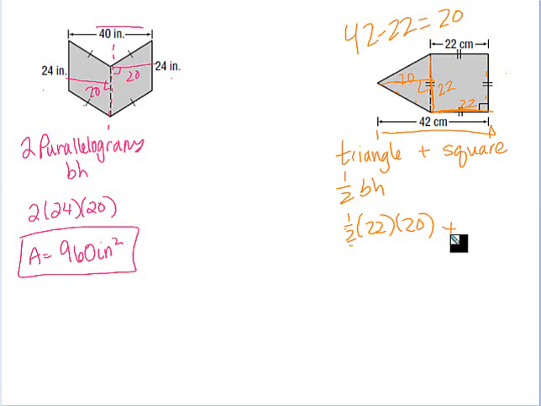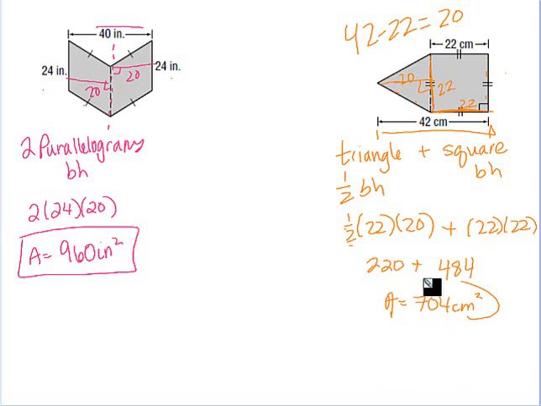Then we would want to add on our area of our square, which is just base times height. So in this case, 22 times 22. So half of 22 times 20 would be 220. And then we want to add on 22 times 22, or 22 squared, which would be 484. So 484 plus 220 is 704. So the area here would be 704 centimeters squared.